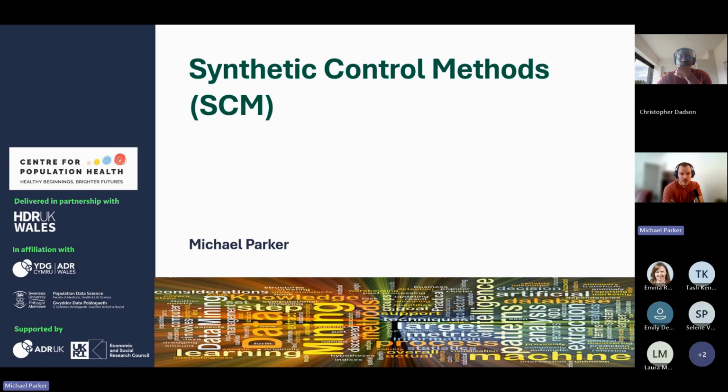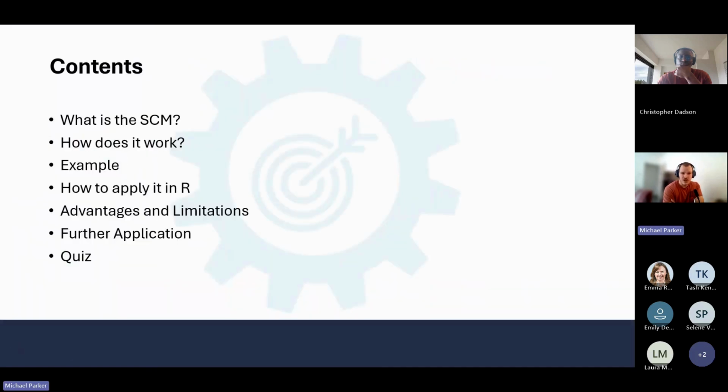So I'm going to try to give you an overview of that, and also an overview of how I'm trying to implement it as well. And there'll be some other little bits in there as well. So we're just going to cover what the synthetic control method is, how it works at a very, very high level. We're going to talk through a series of examples, the basics of applying it in R.